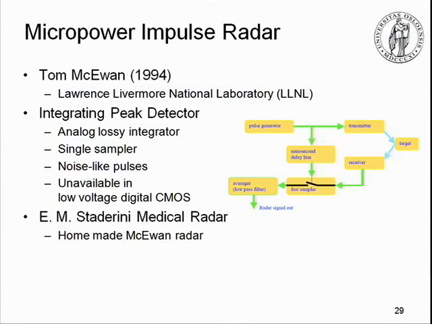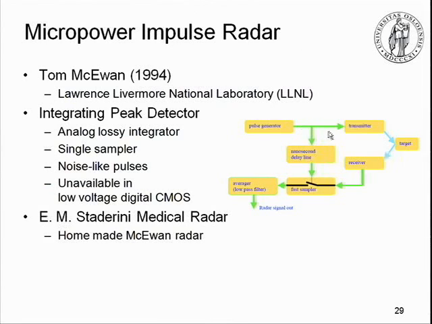And he proposed something called micropower impulse radar, which is some of the stuff that caught me on this. A guy called Staderini from Italy built this radar based on some of these patterns with discrete components. And this figure is actually from his publication. It shows you the fundamental principle of radar.